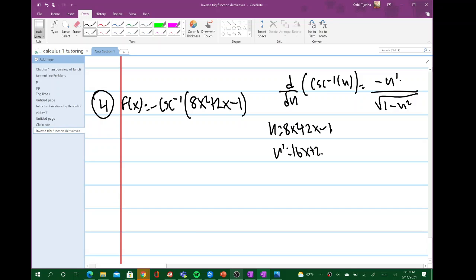So then we're going to have the following. F prime of x is equal to the negative, the quantity, and it's going to be negative of, let's see, hold on.